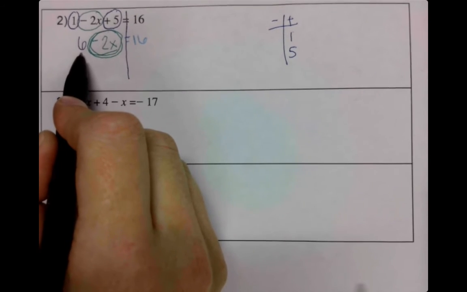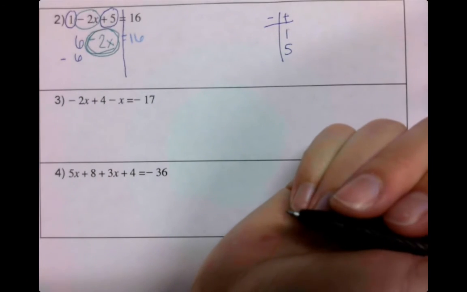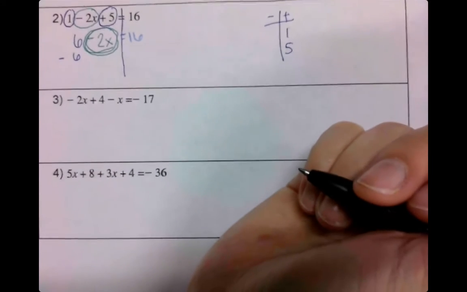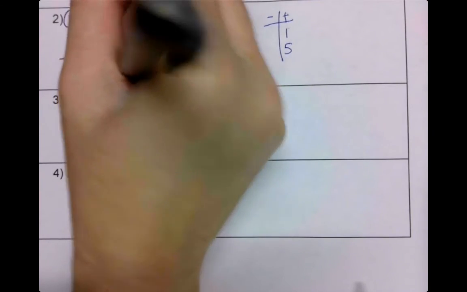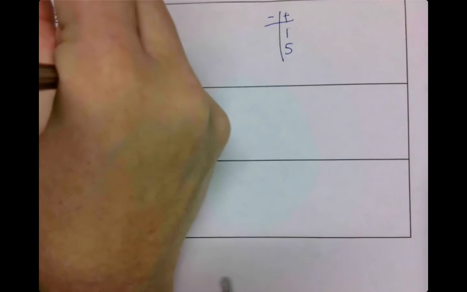So how do you move it? Well, right now it's plus, so the inverse is minus. So I minused it. Now what? Mrs. Sherman, you have to do it on the other side. Oh, my bad. 16 minus 6 is 10. On the left side, I still have negative 2x.